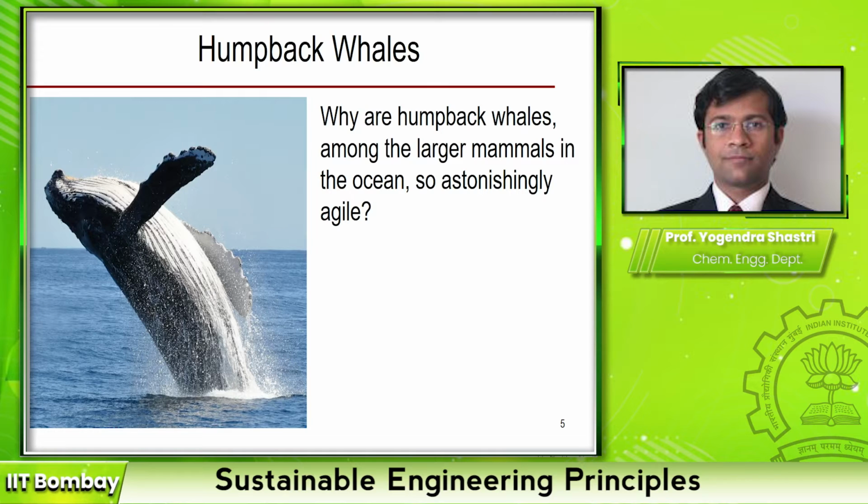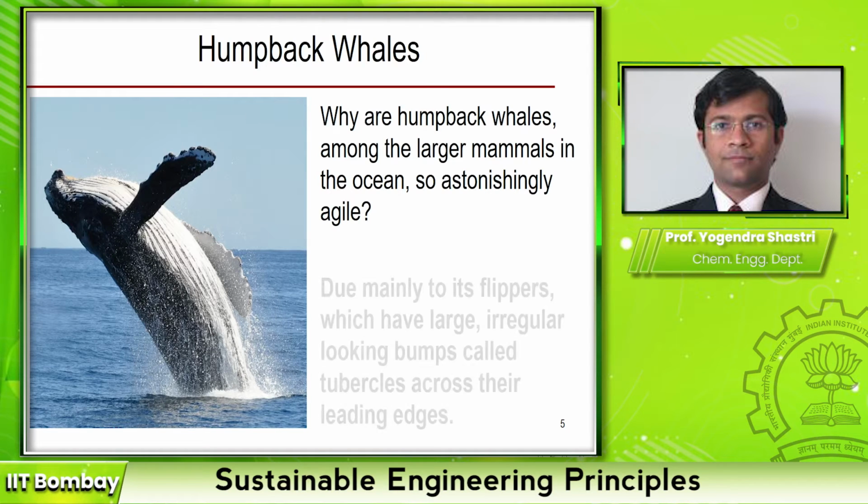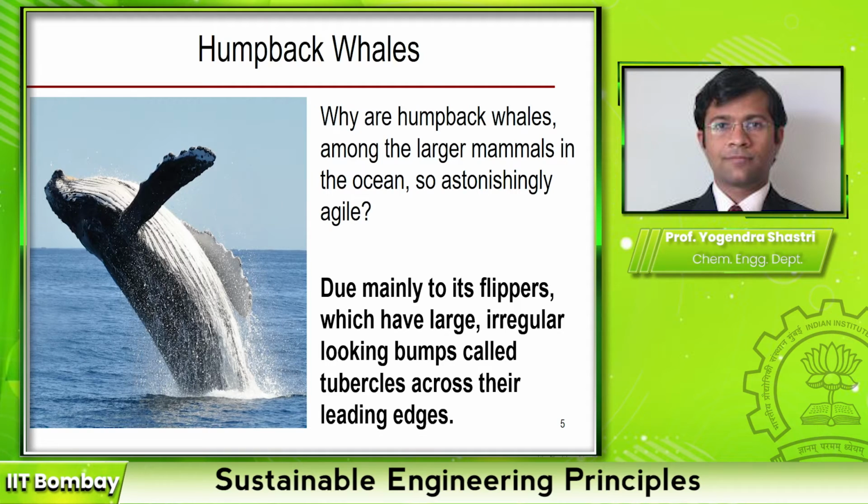So this curiosity led them to investigate a little further, and what they found was that this ability to move around quickly and change directions quickly was mainly due to flippers. Just to explain further, what you see here in this picture is a flipper of a humpbacked whale. So it's because of the flippers, and more specifically because of this particular feature of the flippers.